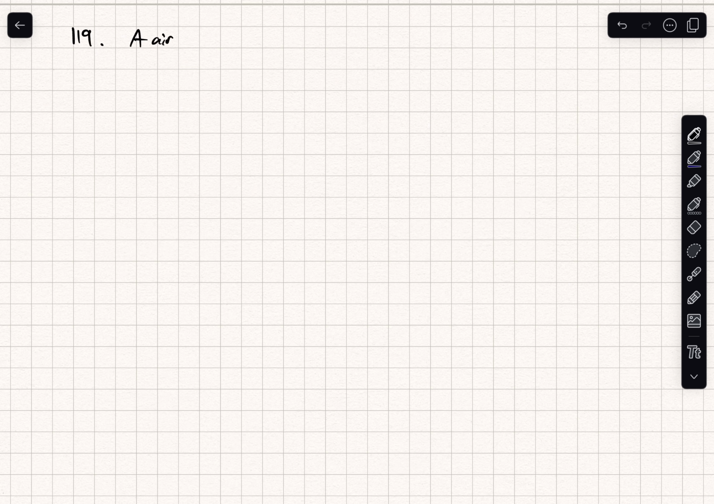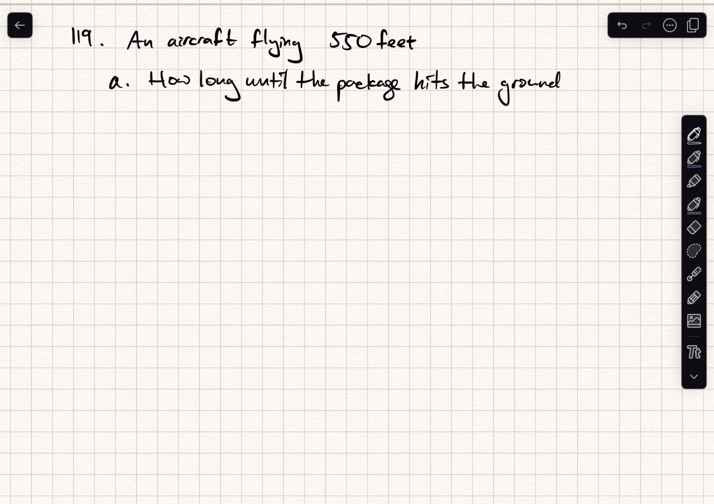For an aircraft flying 550 feet over level terrain drops a supply package. So for A, I want to say how long will it take for it to strike the ground. I'm going to start with writing my position equation.